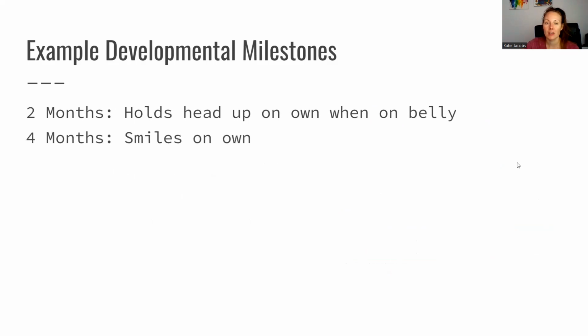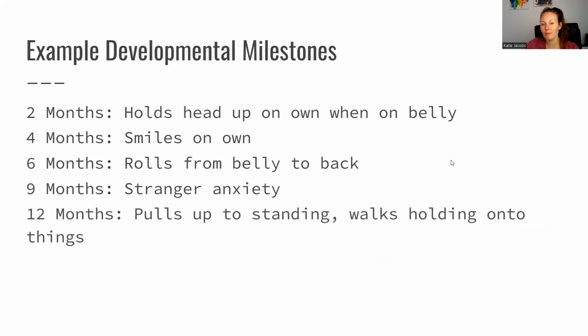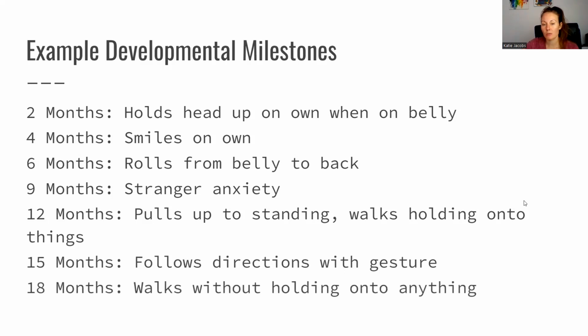At 4 months, they should be smiling on their own. At 6 months, they should be able to roll from their belly to their back. At 9 months, they should be starting to develop something called stranger anxiety, which we'll talk about. At 12 months, they should be able to pull themselves up to standing and walk while they're holding onto things, if not walking by themselves. At 15 months, they should be able to follow directions, especially if there's a gesture. So at 18 months, they should be able to walk without holding on to anything.